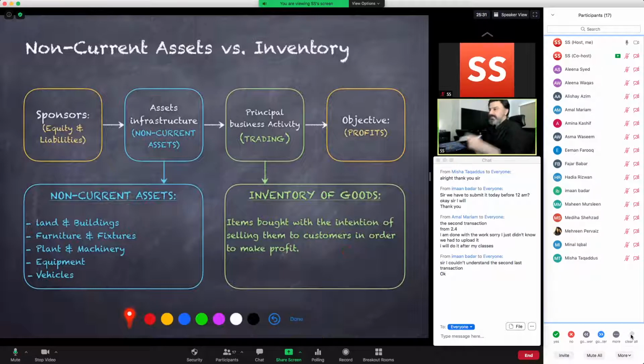So it's not the physical structure or the physical nature of the item which determines whether it will be treated as a non-current asset or it will be treated as inventory of goods. It's the intention behind acquiring that asset. It's the intent that determines whether this will be treated as a non-current asset or inventory of goods. Do we understand the second example?